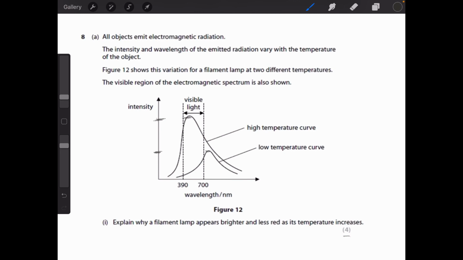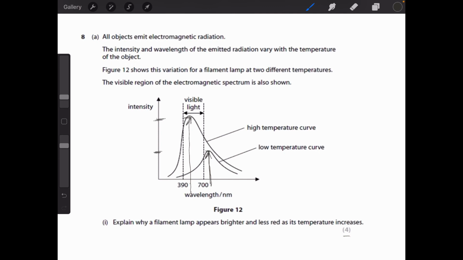Now we also need to think about that peak wavelength. So at higher temperatures, this higher intensity is happening when the peak wavelength follows the other pattern we talked about. So the idea that the higher the temperature, the lower the peak wavelength. Both of those ideas can be brought into this answer.